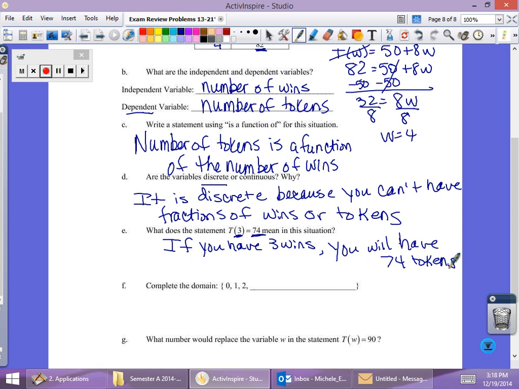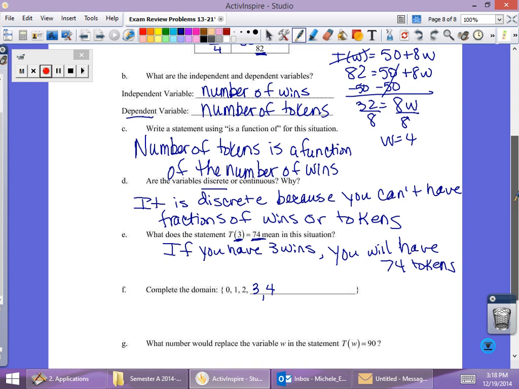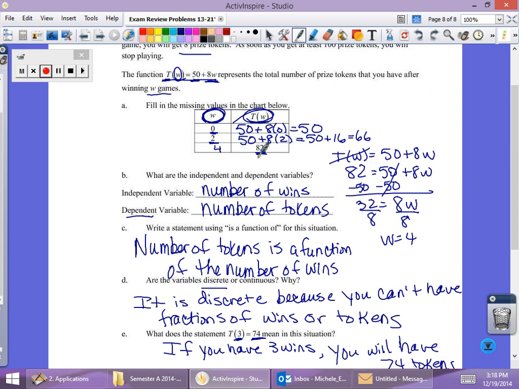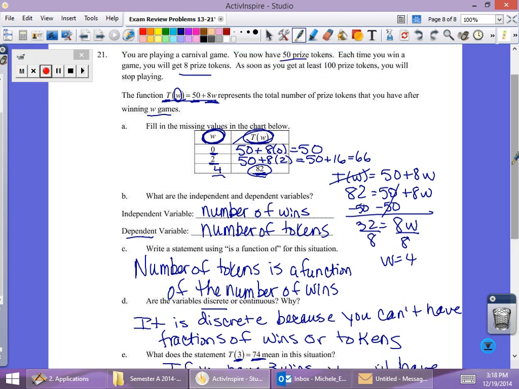All right, we want to complete the domain. So it is starting out 0, 1, 2. I know I could win at least 3 times. I know I could win at least 4 times. I already know that from up here because winning 4 times gave me 82 tokens. But I have to be careful because it's not going to go on forever because the most that I can get is 100 tokens. As soon as I get at least 100 tokens, I must stop.